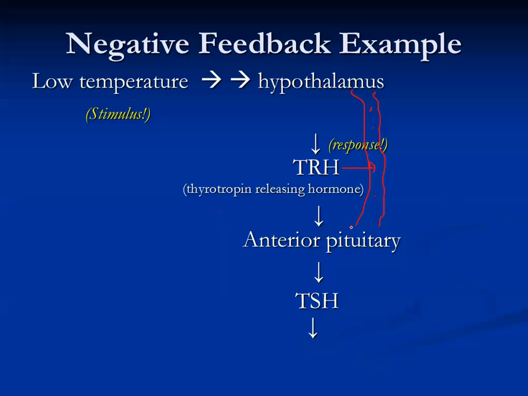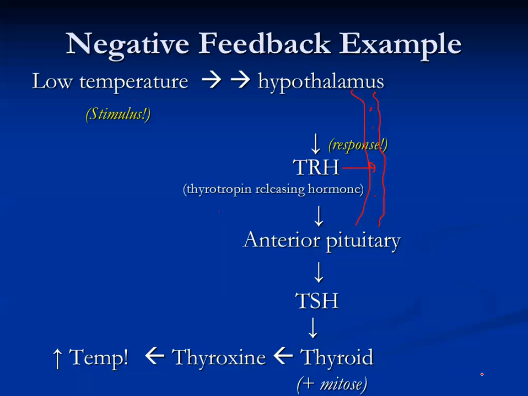So, the anterior pituitary secretes TSH, which circulates throughout the blood, and it stimulates the thyroid gland to do two things. The first thing it stimulates the thyroid gland to do is mitose, randomly the first thing. And the other thing that it stimulates the thyroid gland to do is to secrete thyroxine. Thyroxine enters the bloodstream, it affects cells all over the body, and it raises your body temperature.